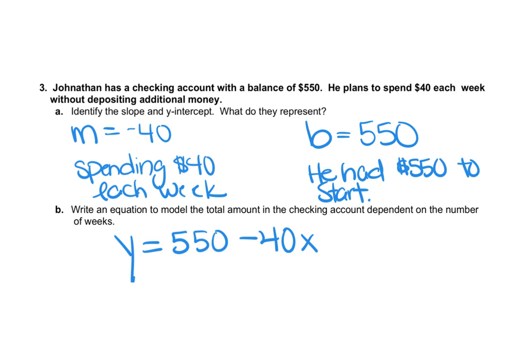All right, so hopefully you wrote your equation, something like 550 minus, because you're spending $40 per week. And then the slope is the spending, the $40 each week. And then the 550, it's the amount that he started with. And so in this lesson, we took a look at how to write equations in slope-intercept form.